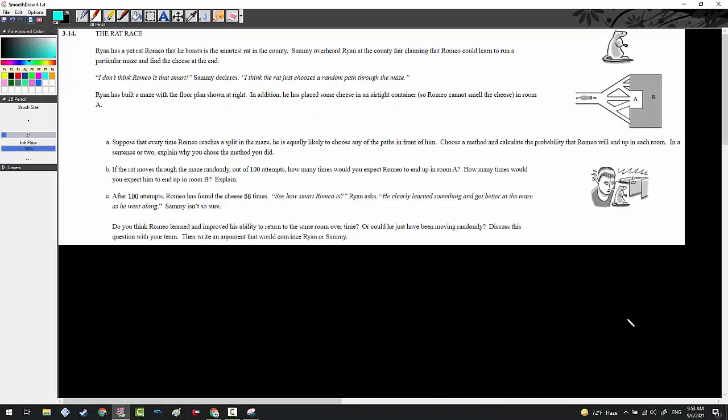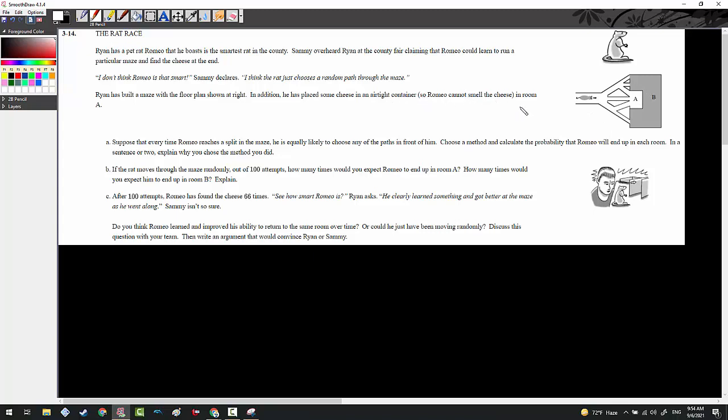All right, in 3-14, we're talking about a rat trying to go through a maze here. And it says Ryan has a pet rat, Romeo. He boasts as the smartest rat in the country. Sammy overheard Ryan, and they're going to make a maze. So again, after a lot of exposition, we're just trying to figure out which room he's going to end up in. And so in A or in B, it says he placed the cheese in an airtight container.